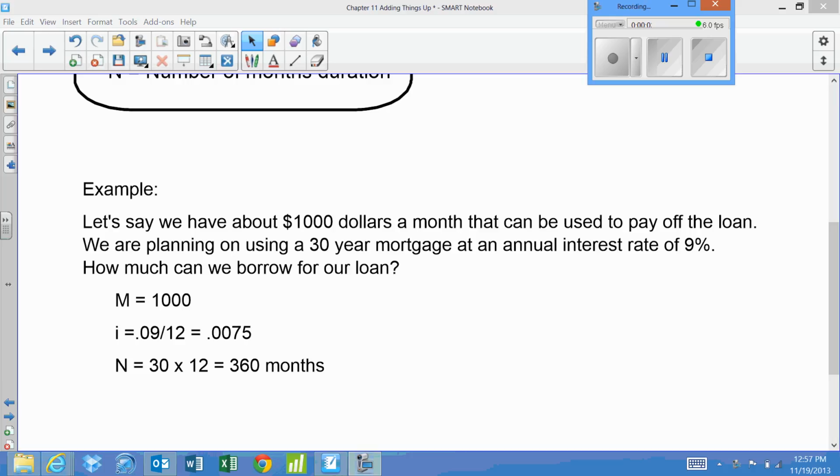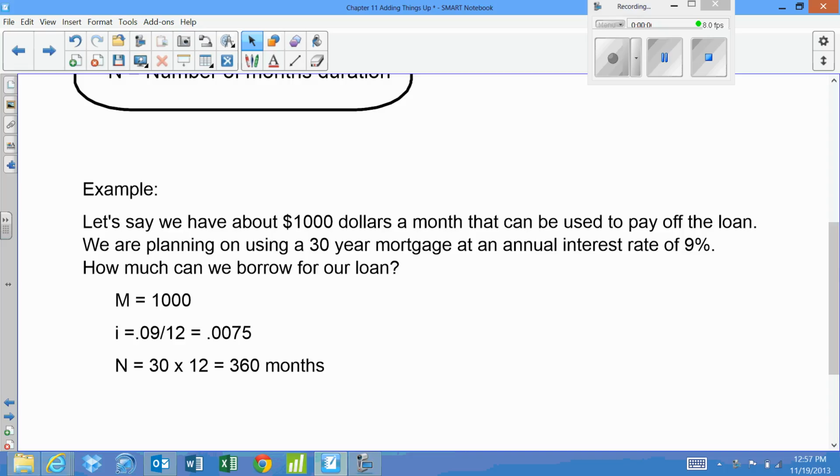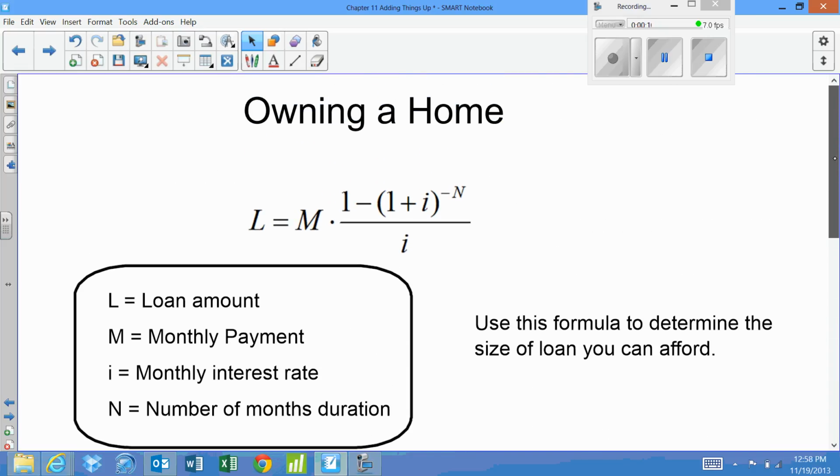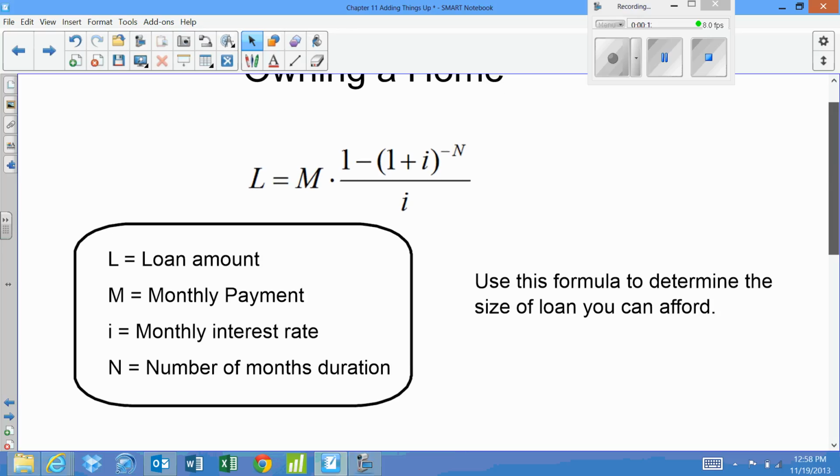Let's look at an example here where we're trying to figure out how much we can borrow for a loan. If we scroll up on our page, you'll see our formula that tells us our loan amount. It equals our monthly payment times the top of our fraction there. The n is our number of months that we're taking the loan out for, and our i is our monthly interest rate. That is a key term right there.